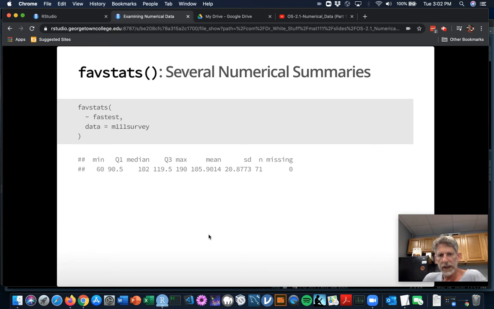So you can get the median and the first quartile and the third quartile and the mean and the standard deviation all at once if you like, with a function called favstats. And it works exactly the way all of our other functions have worked. Twiddles the variable you want, comma, data equals the data set where the variable lives. So let's give this a try over in RStudio.